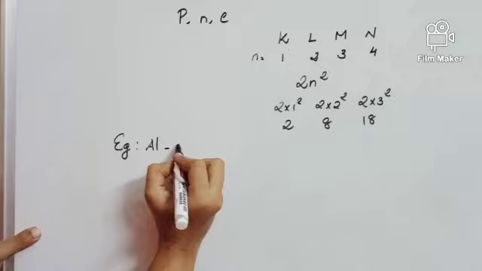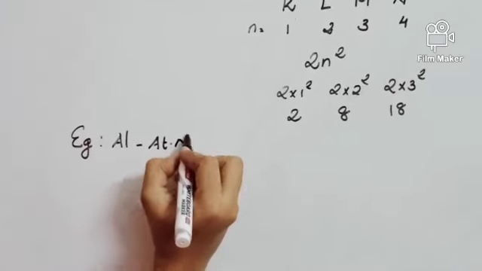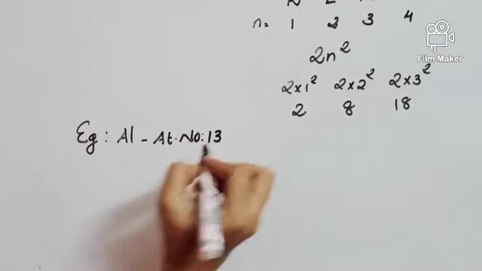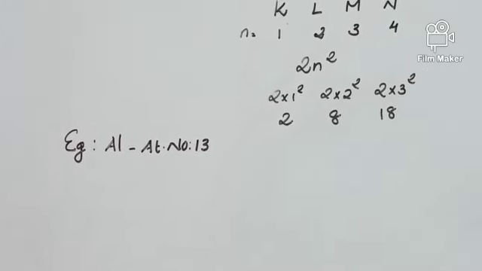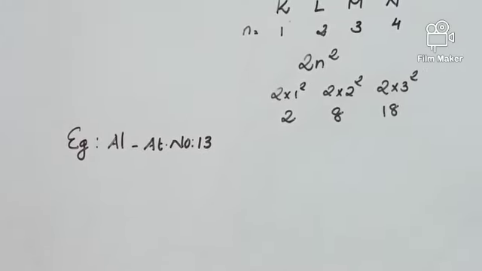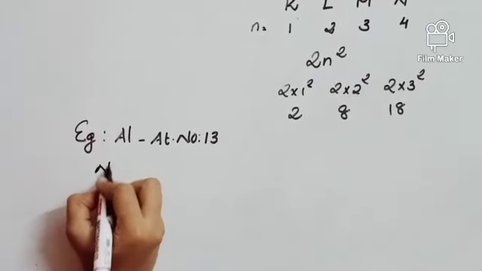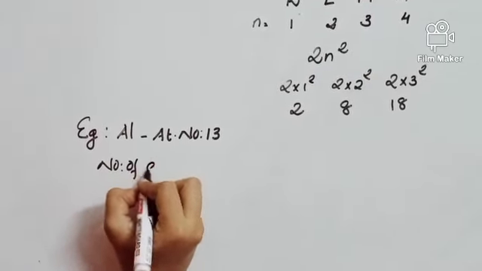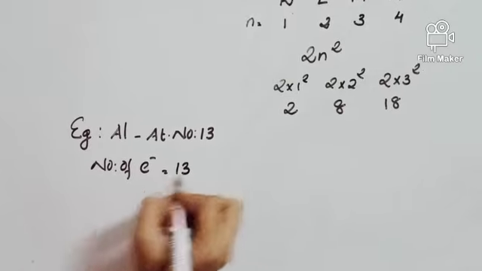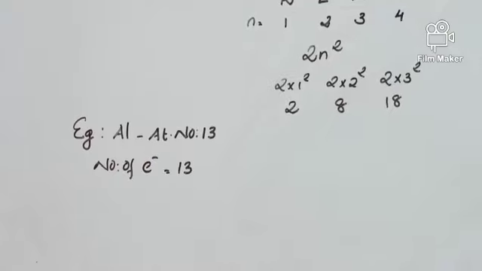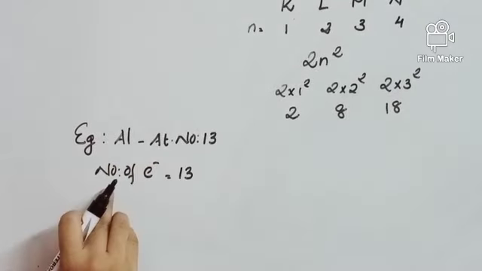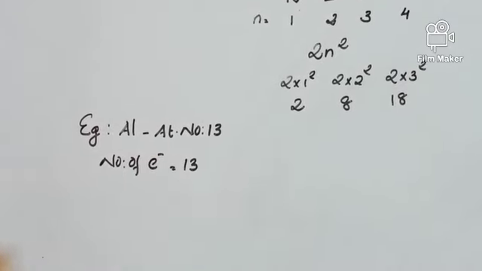The atomic number of aluminium is 13. Atomic number is the representation of the number of protons or the number of electrons in an element. For a neutral atom, the number of protons and the number of electrons are the same. So atomic number 13 means the number of electrons is 13.